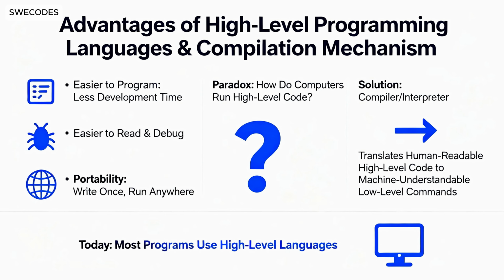But this creates a paradox. If computers only speak low-level languages, how do they run high-level code? They use that translator. A special program called a compiler or an interpreter does the heavy lifting. It meticulously translates your human-readable, high-level instructions into the thousands of specific, low-level machine commands the computer actually understands.